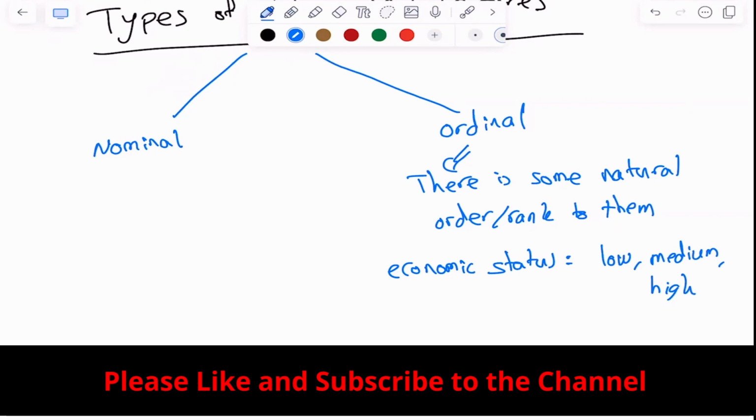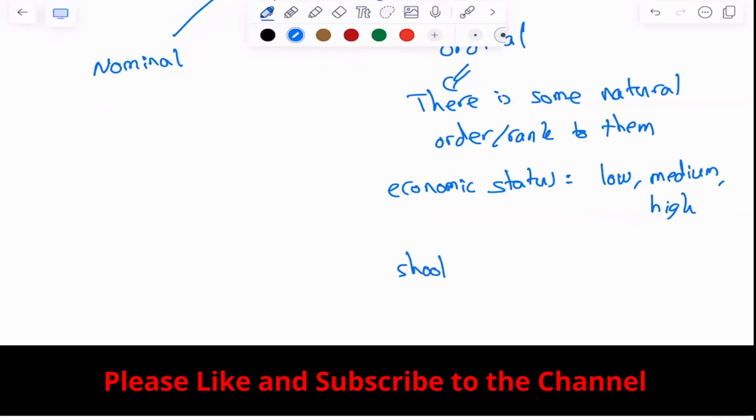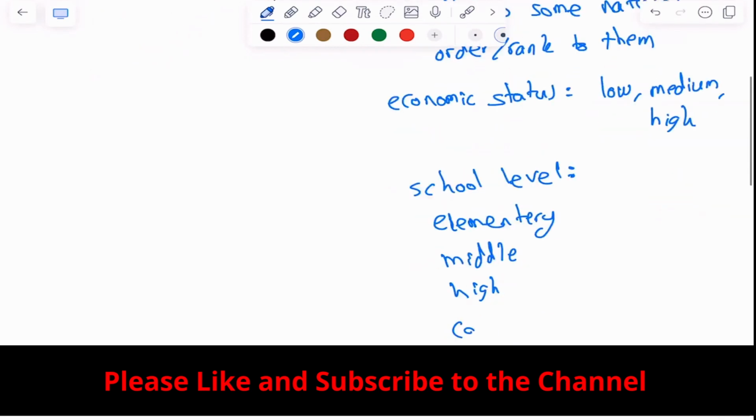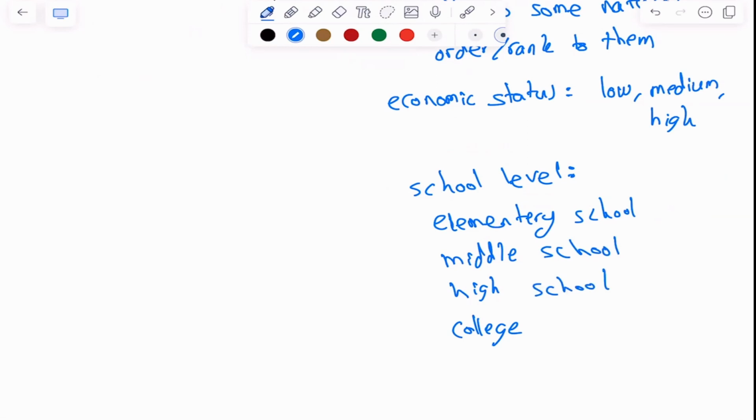School progress, for example. Different levels of school progress. For example, you can have a school level. You can have elementary school, you can have middle, you can have high school, and you can have college. Elementary school, middle school, high school, and college. All right, so there is some sort of rank or order. Elementary school is first, middle school is second, then high school, and next college.